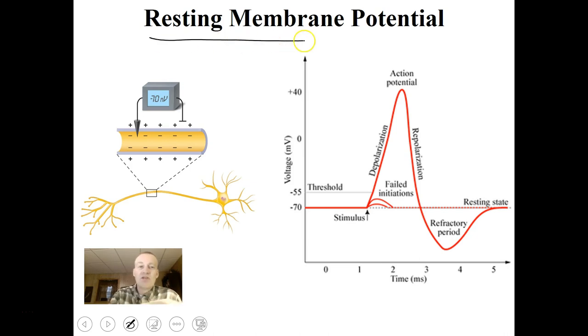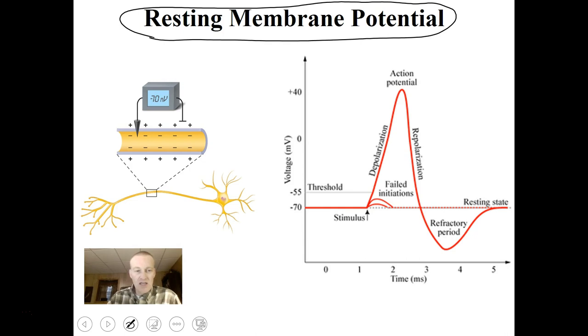So let me talk about resting membrane potential to start us off. If you stick little electrodes, little voltage meters, into the axon or into the cell body of a neuron, you can measure that voltage on an oscilloscope or a computer screen. So if we look at this picture over here, resting membrane potential is about negative 70 millivolts in this particular cell that we're looking at.